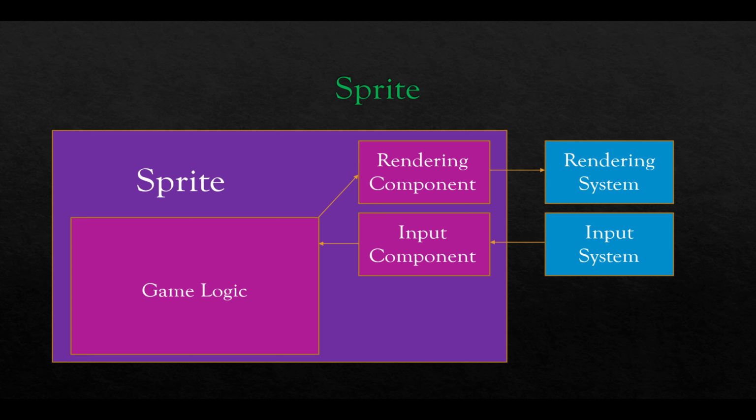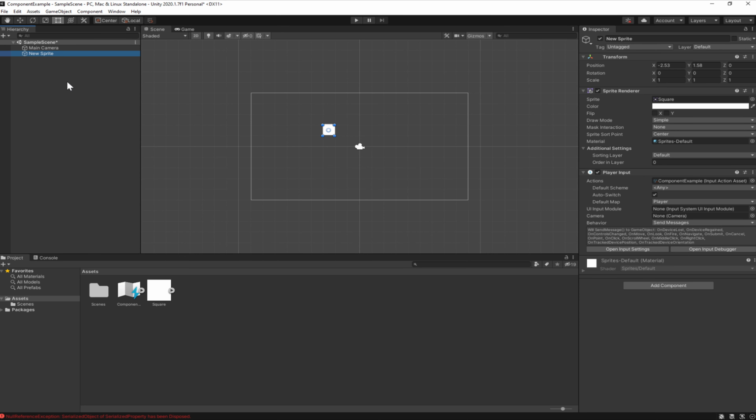We want a rendering component that talks to a rendering system, an input component that talks to the input system, which we configured in this video, and then finally we're going to add some game logic as part of a behavioral script component to this sprite. Then we'll write the code in the next video. So let's finally close this out by moving back to Unity.